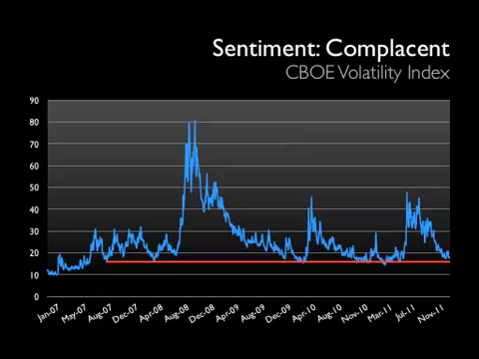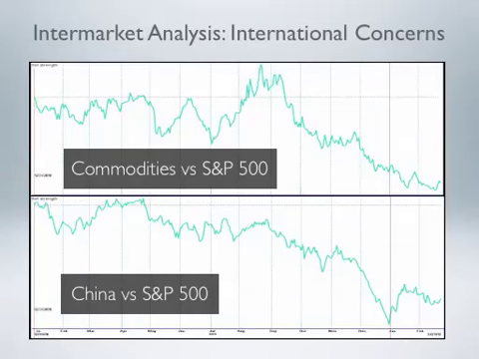The last slide, we're going to go back through some intermarket analysis. In this case, we're going to go over relative strength charts inside of the commodities and China. The top chart is a relative strength chart of commodities versus the S&P 500. When the green line is rising, commodities are outperforming. When the green line is falling, the S&P 500 is outperforming. Right now, we're seeing the S&P 500 really outperforming commodities since the middle of last year. That's a very clear warning sign.